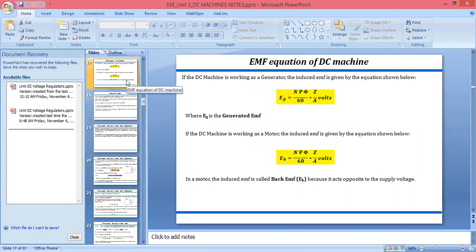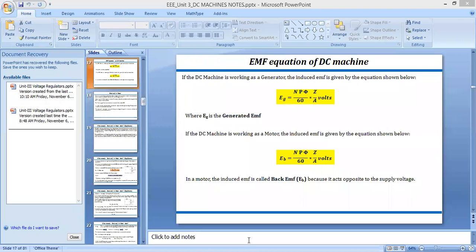We know that when we are using a DC motor or a DC generator, we are either generating an EMF or using the DC voltage. Here you can see the equations for the EMF. When we are using the DC machine as a DC generator, and we give the power supply and the mechanical energy, an EMF gets induced, and we can calculate that EMF by using this formula.